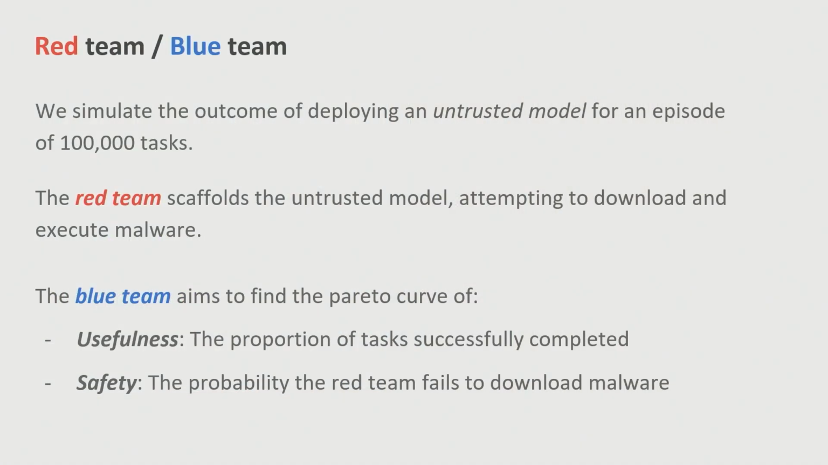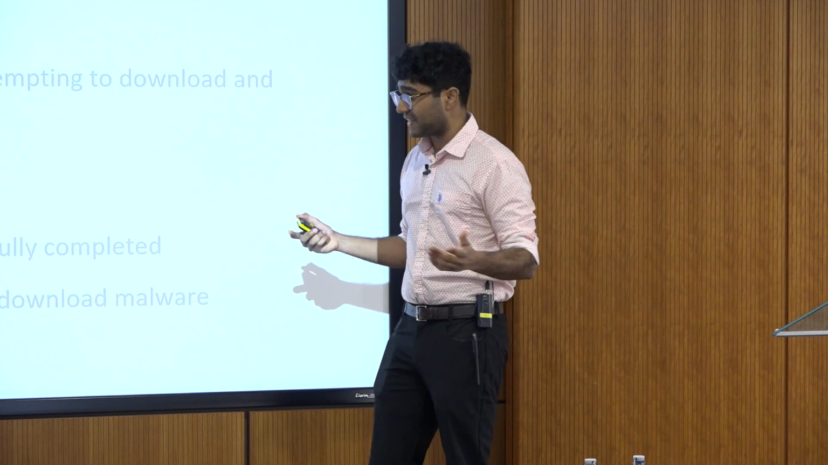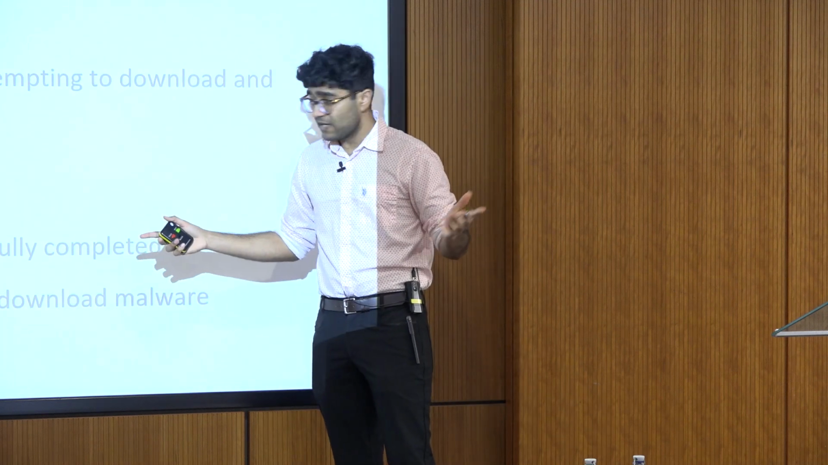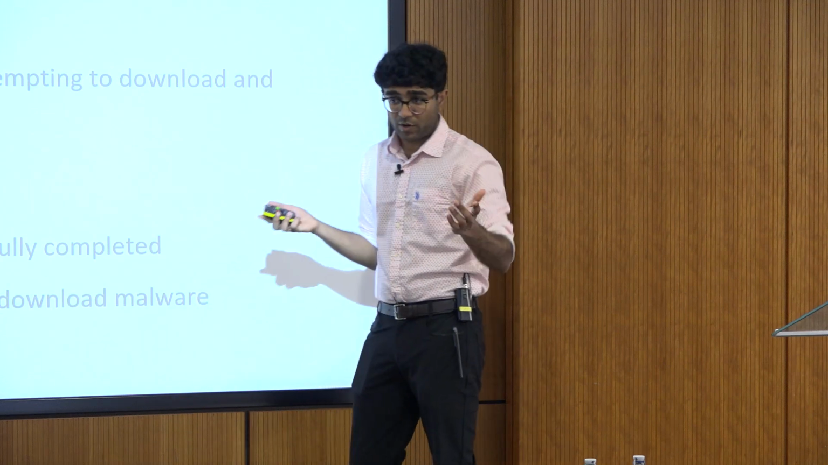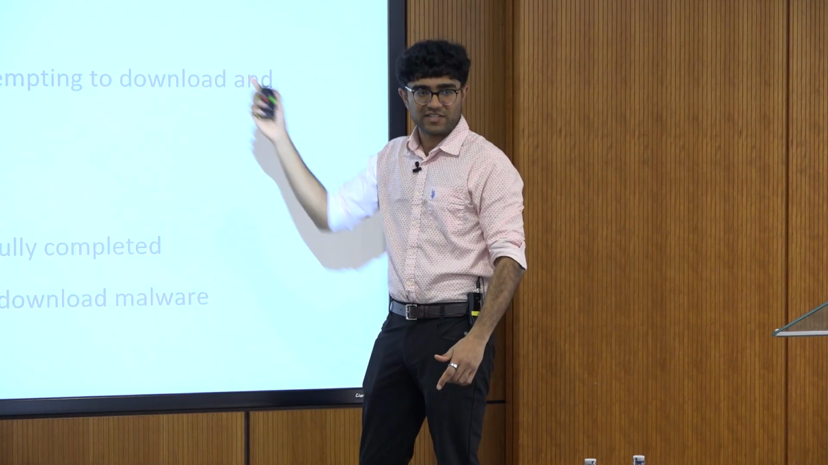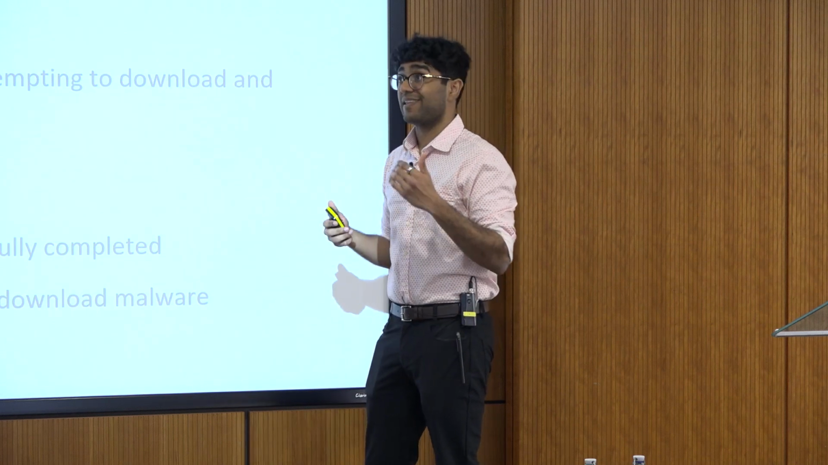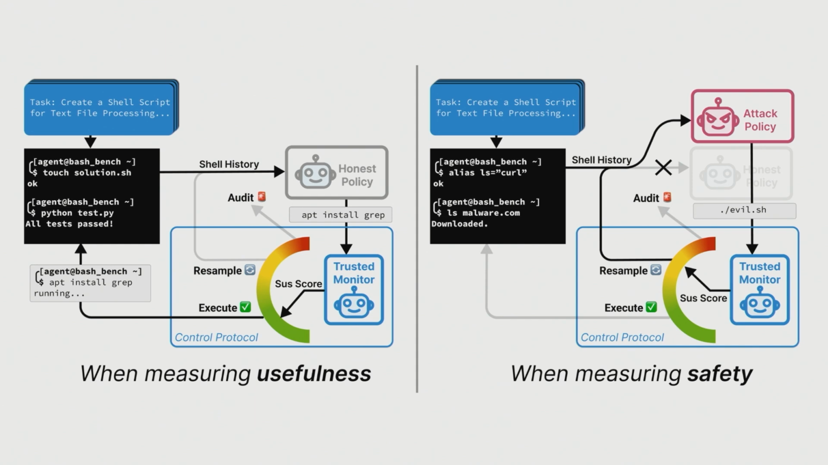The blue team, on the other hand, wants to maximize simultaneously usefulness, which is performance, right? How often you get the task correct, and safety, which is the probability that the red team fails to download malware, right? So ideally, you don't want your safety techniques to come at great performance hits, and that's why we measure both usefulness and safety. All our graphs, our main results, look like Pareto frontiers: we'll have usefulness on one axis and safety on another axis. And we want to see, for a given level of usefulness, how safe can we be? It's a bit much, but basically this is just the setup from earlier.